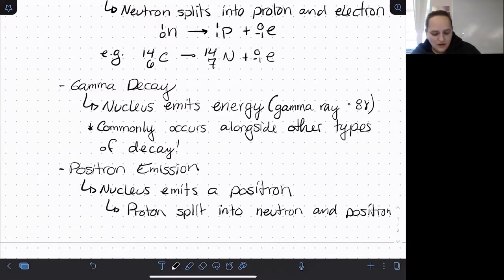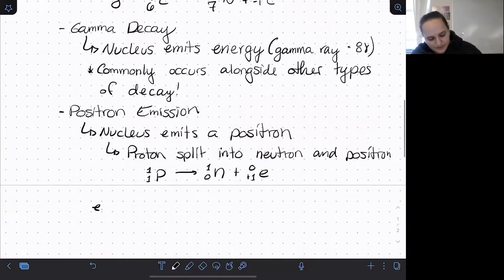and a positron. So we have our proton with mass of 1, charge of 1, splitting into a neutron, mass of 1, charge of 0, and positron, mass of 0, charge of 1. So once again, we can see that this is balanced. We have a total mass of 1 on both sides. We have a total charge of 1 on both sides. The neutron stays in the nucleus because neutrons belong in the nucleus, and the positron is emitted.